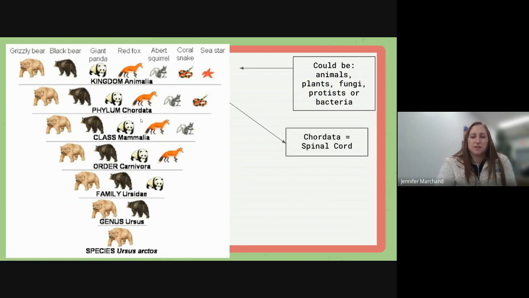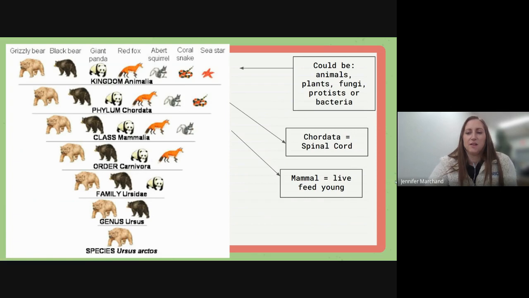Next, you have this line over here where we're talking about class. All of these animals are mammals. So the snake has been removed from here. Next, all of these animals in the order are Carnivora, or again, carnivores. The squirrel eats nuts and doesn't eat meat like the other carnivores here, so it is removed.